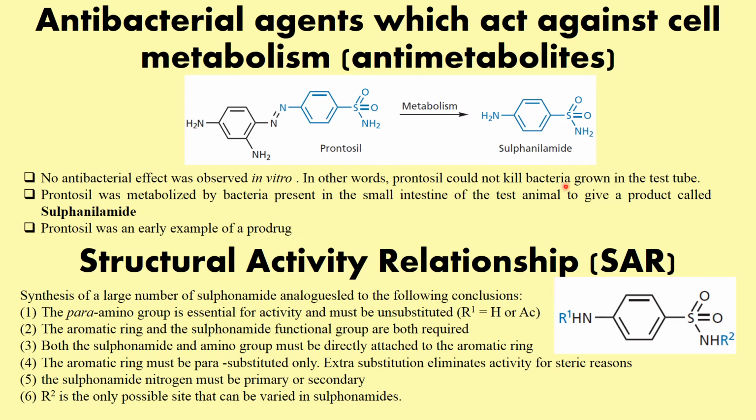Now, what was found was that when prontosil was administered in vitro, it could not kill the bacteria when the test was done in the test tube. The simple reason was that it needs to be metabolized. What do I mean by metabolism? It means the drug has to be broken down into small pieces. So when it was administered to a test animal, in the small intestine it gets converted into what we call sulfanilamide. And it is actually this particular drug which acts as an efficient drug to kill the various bacterial cells.